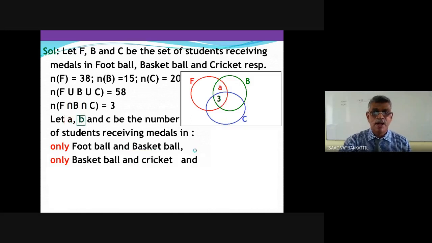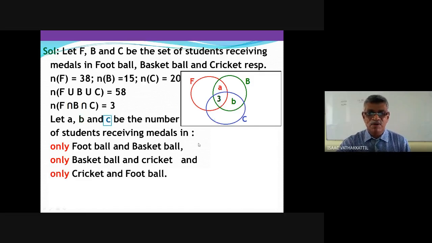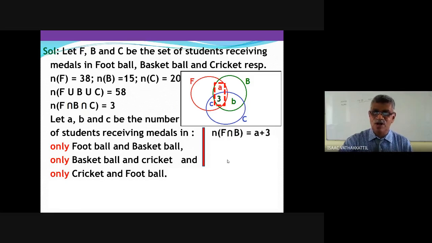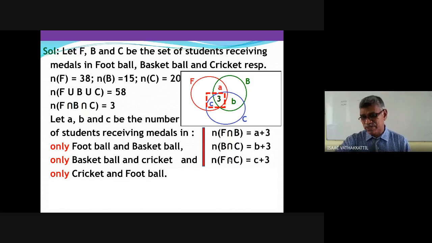Now let us proceed. B is only basketball and cricket. So B will come here. So number of B intersection C is B plus 3. And the number of children who got medals in cricket and football only is C. So number of F intersection C is C plus 3. So now, number of F intersection B is A plus 3, number of B intersection C is B plus 3, number of F intersection C is C plus 3.